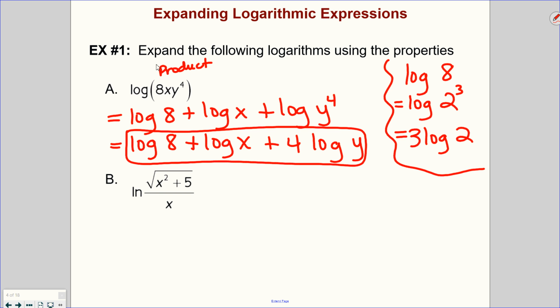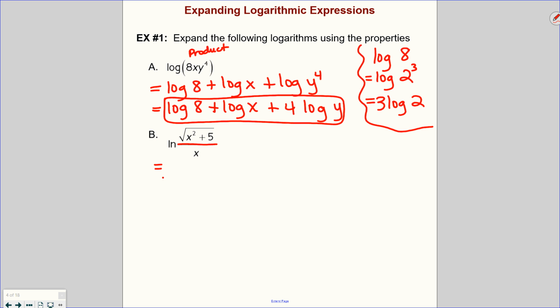All right, so let's look at B. So B is definitely a quotient. So I'm going to follow the rule for quotients. So I'm going to take the ln of a quotient, equals the difference of the logs, so the difference of the ln's. So I take and I split it, but each of them is now an ln. So it's the log of a quotient is the difference of the logs.